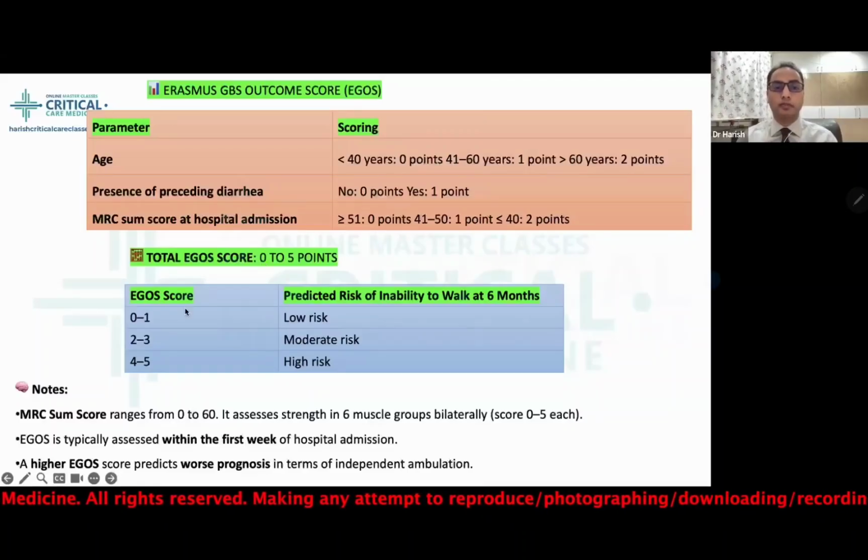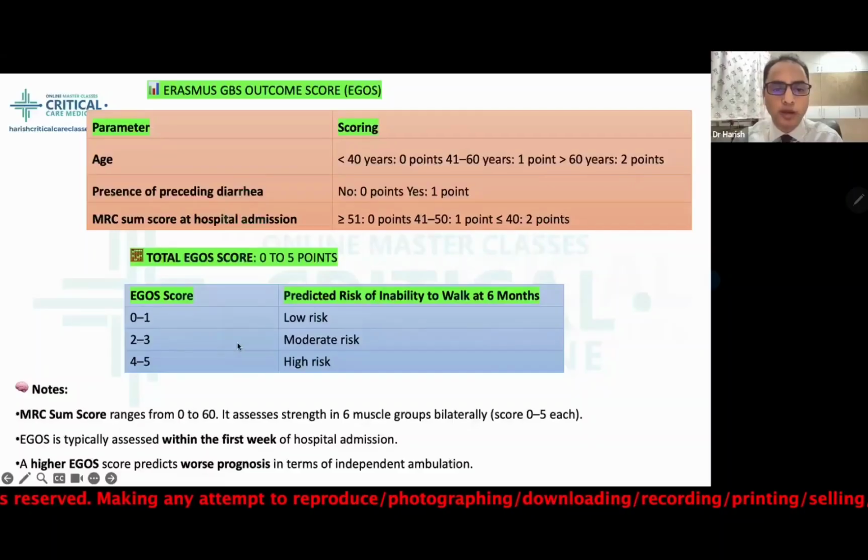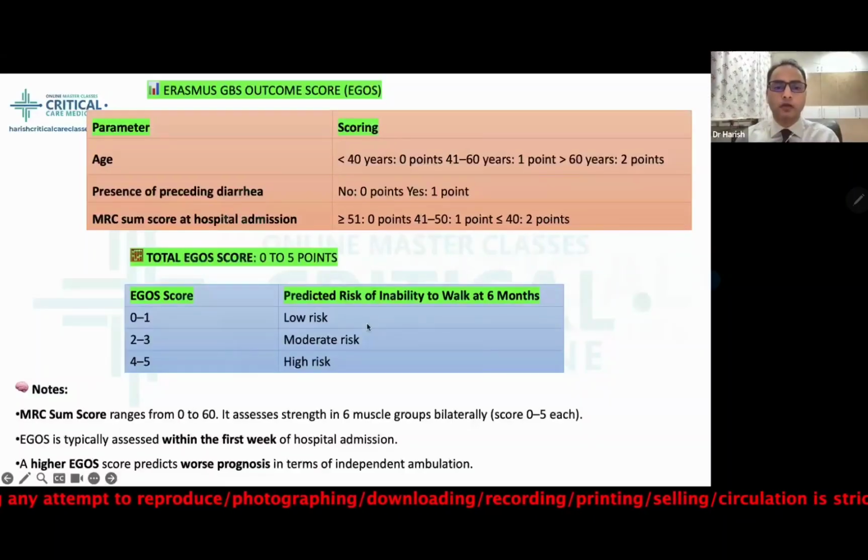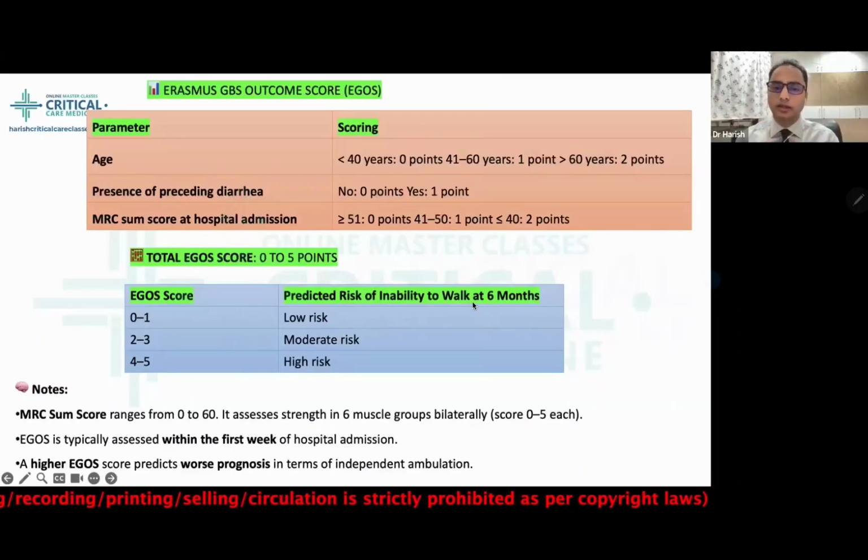If the Erasmus GBS outcome score is 0 to 1, they are low risk, predicting the risk of inability to walk at 6 months. With a score of 2 to 3, they are moderate risk. And 4 to 5 is high risk.